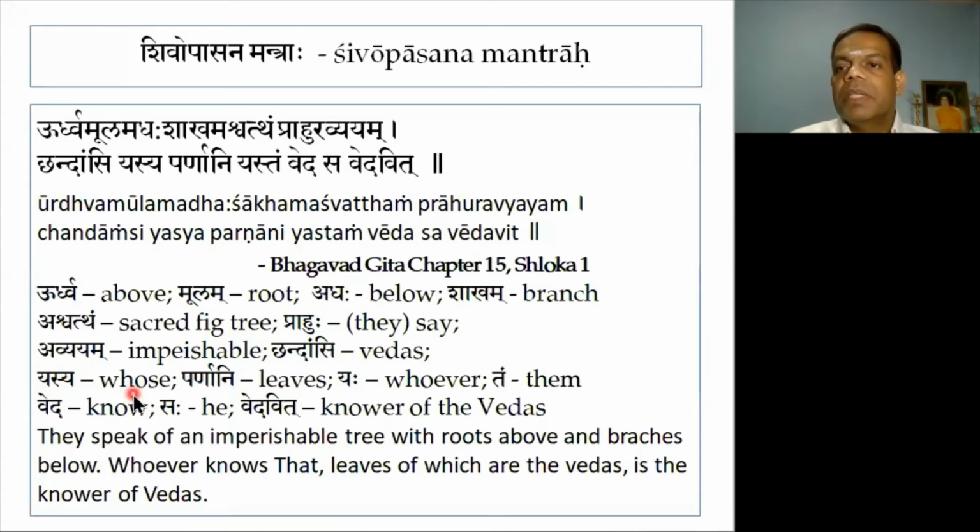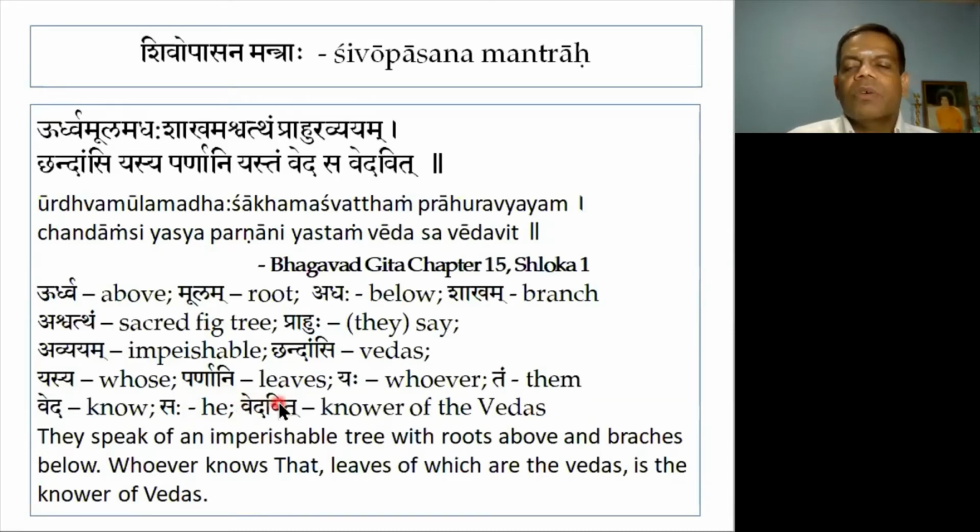Avyayam means which never perishes, imperishable. Vyaya is to waste away. Avyaya means it will never waste. Chandamsi, Chandas is Veda. Chandamsi means Vedas. Simple meaning. Yasya, whose? Yasya means whoever, whosoever, theirs, of.